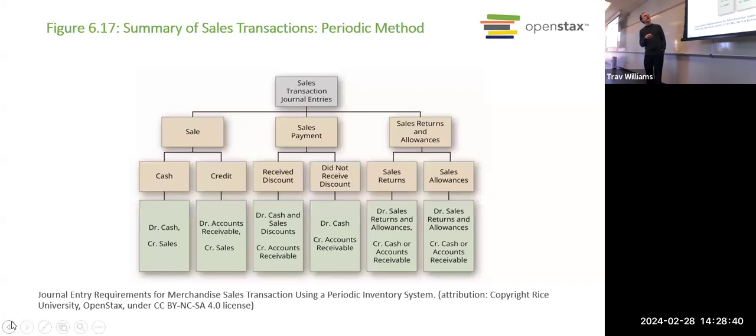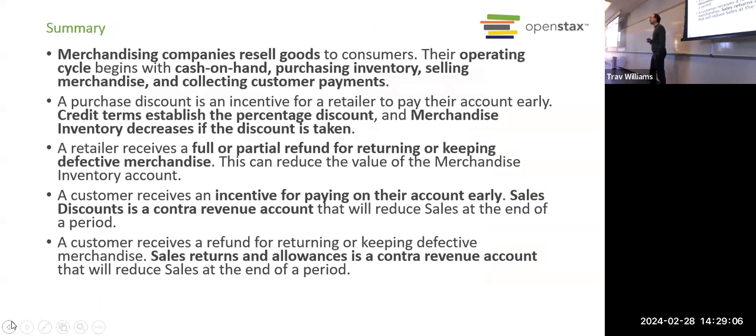And so here's our chart, sales transactions using the periodic method. Okay, we have 4 charts. Perpetual purchases, perpetual sales, periodic purchases, periodic sales. Okay, questions, comments? Right, our summary, good. I think we need a break, right?